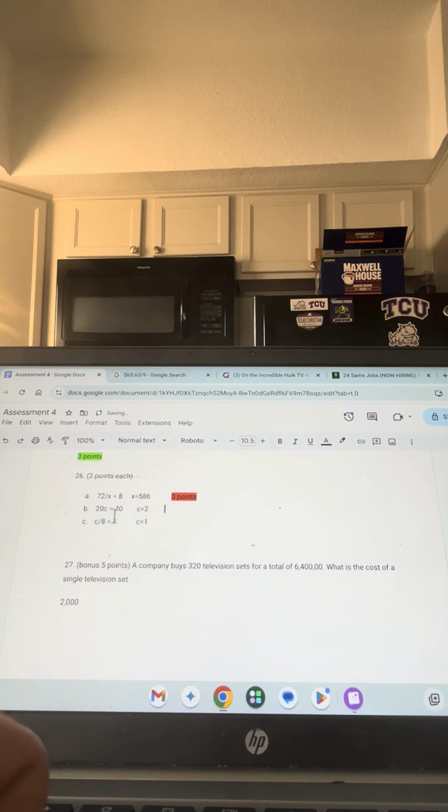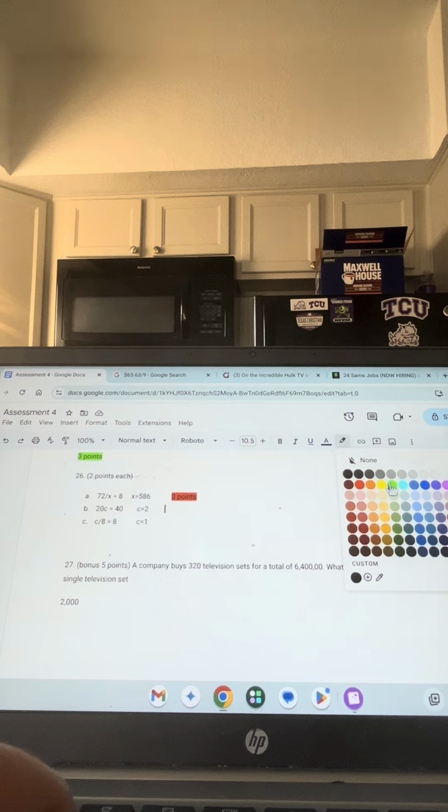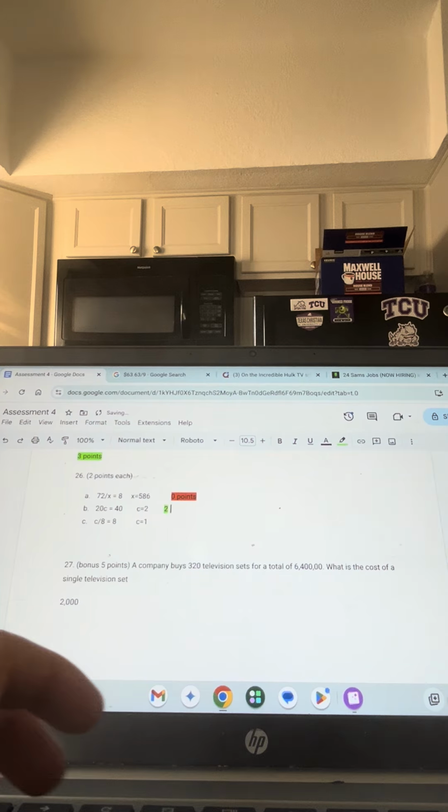Okay, 20 times what equals 40? 20 times c equals 40. 20 times 2 equals 40. So you're right, the answer is 2. C equals 2. So I'm going to go ahead and write that. 2 points.